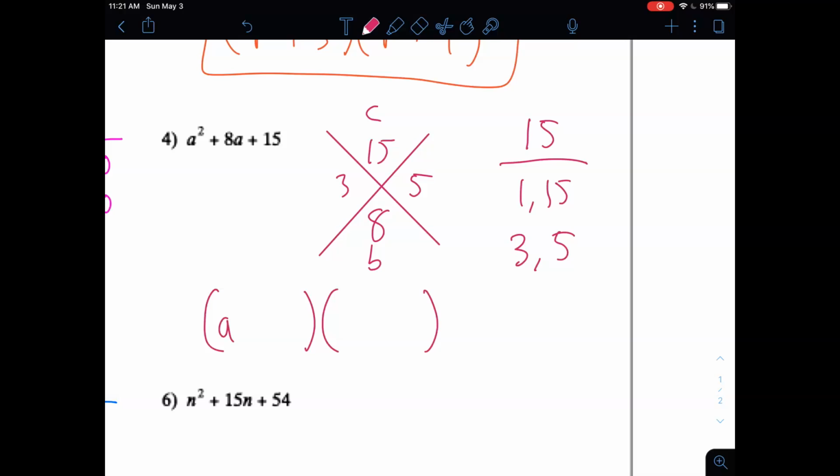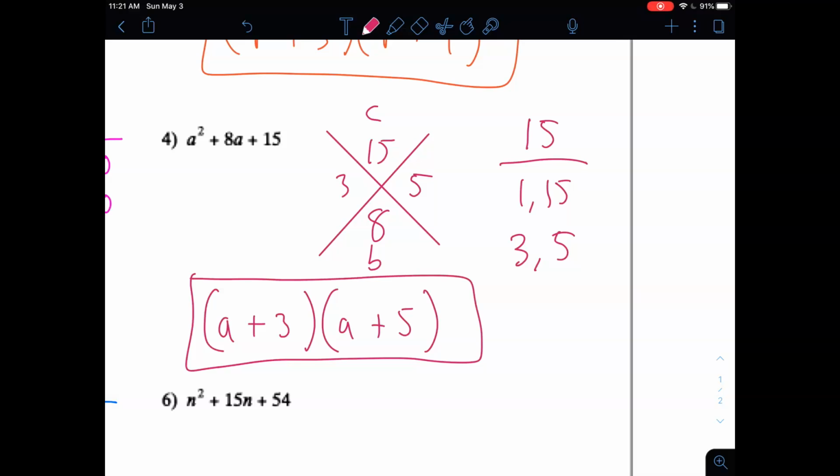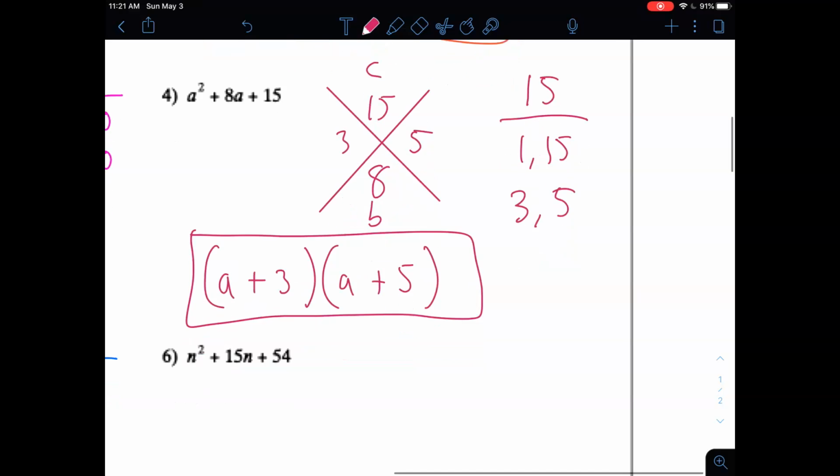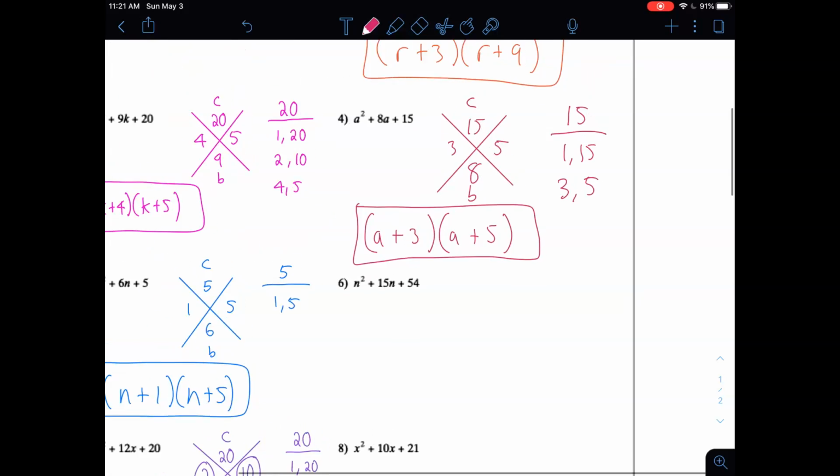So we're going to go like this. We're going to put A and A. We're going to put plus 3 and plus 5. And there's our answer. If you were to FOIL that again, you get back to the original problem. 2 more examples.